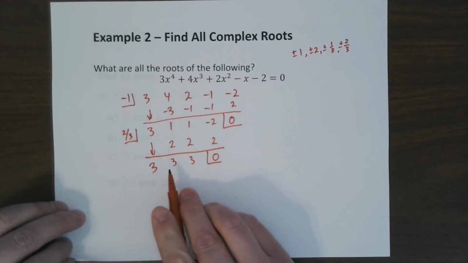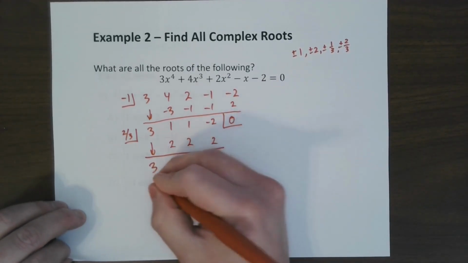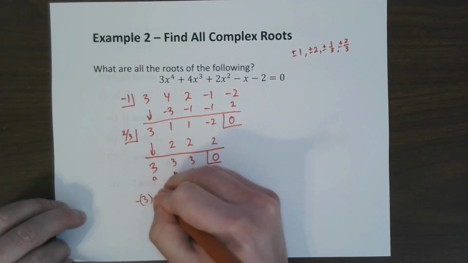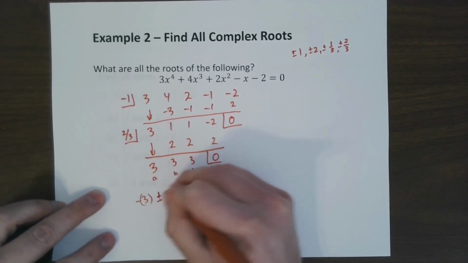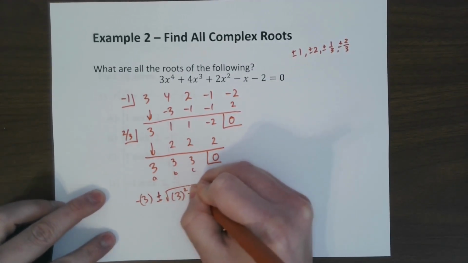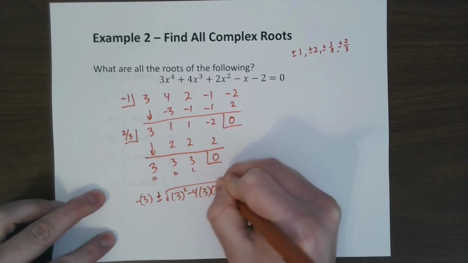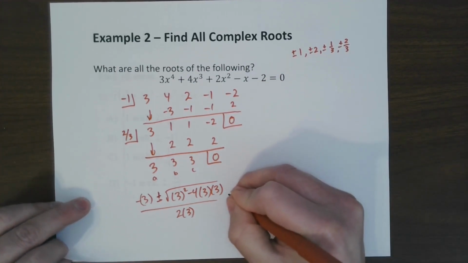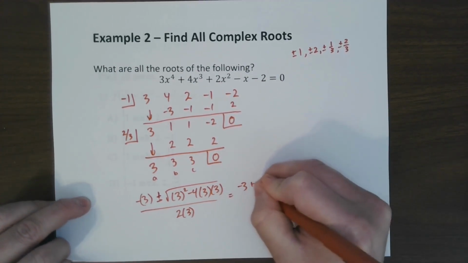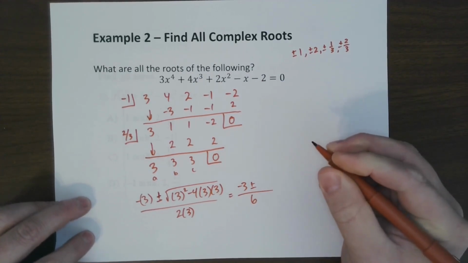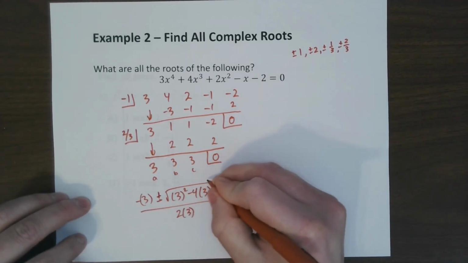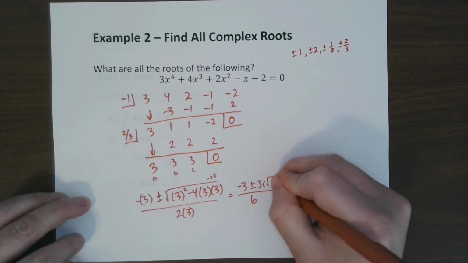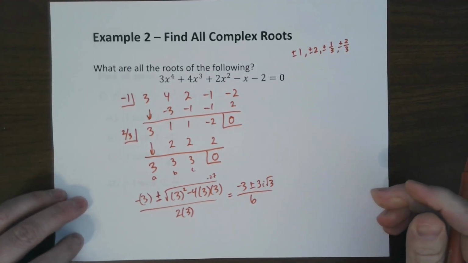And now we're down to 3, 3, 3. So now we can just use the quadratic formula. This is our A, B, and C. So -3 plus or minus the square root of 3 squared minus 4 times 3 times 3, all over 2 times 3. So that gives us -3 plus or minus over 6, which ends up being, all this is -27. So you get plus or minus 3i radical 3 if you simplify it.